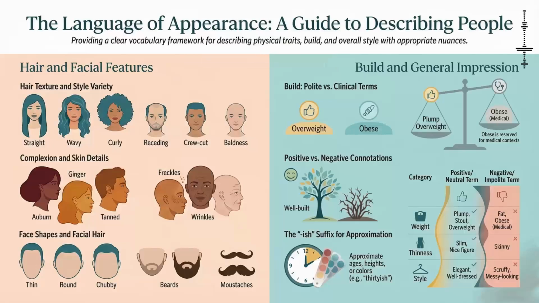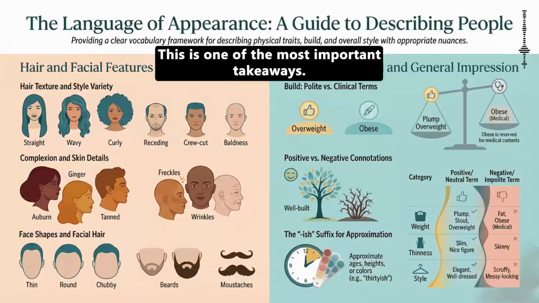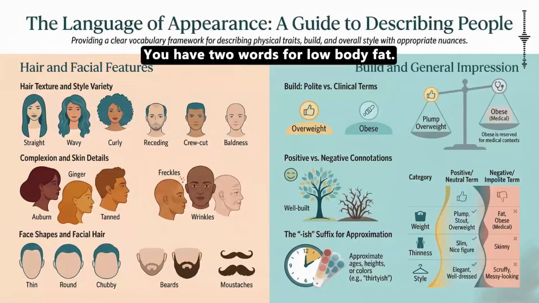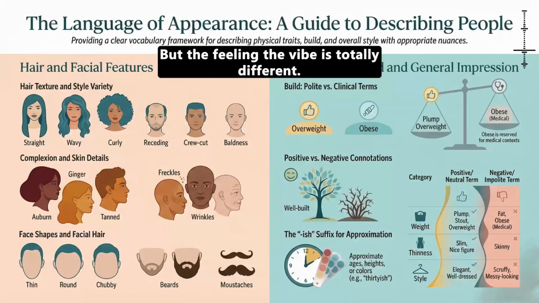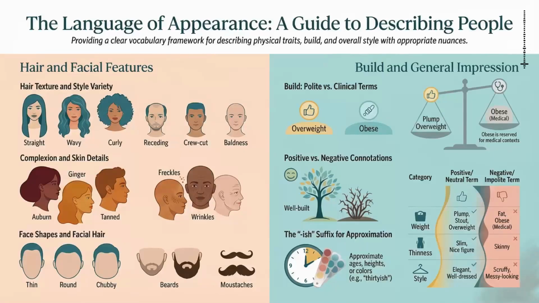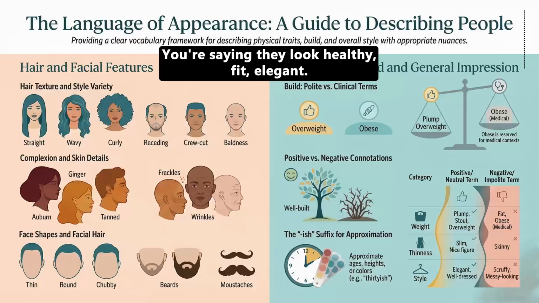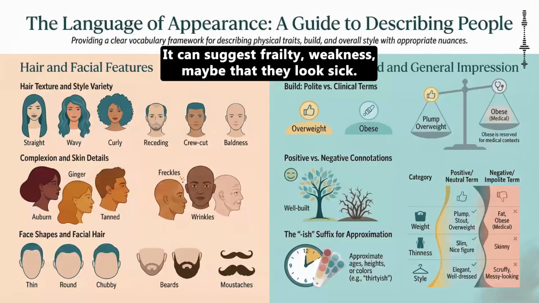Let's flip the scale. Let's talk about thinness. The text draws a really important line here between positive and negative words. This is one of the most important takeaways. You have two words for low body fat, slim and skinny. They sound similar. But the feeling, the vibe is totally different. Okay, walk us through it. Slim is positive. You tell someone you look slim, you're saying they look healthy, fit, elegant. It's a compliment. And skinny. Skinny leans negative, implies too thin. It can suggest frailty, weakness, maybe that they look sick.